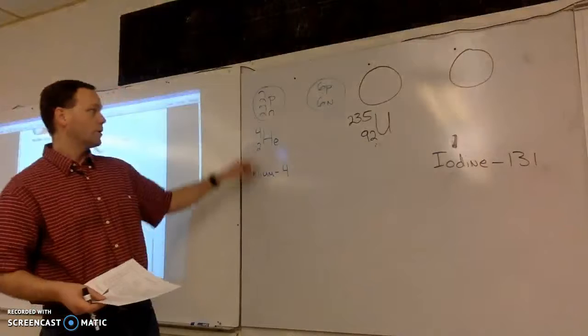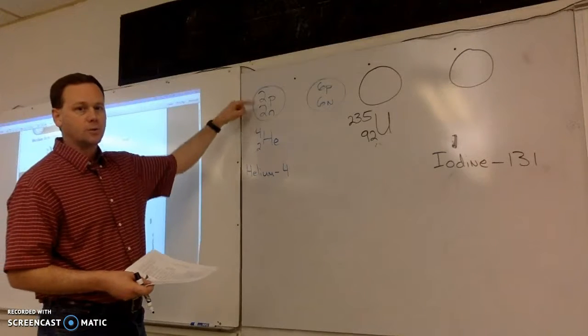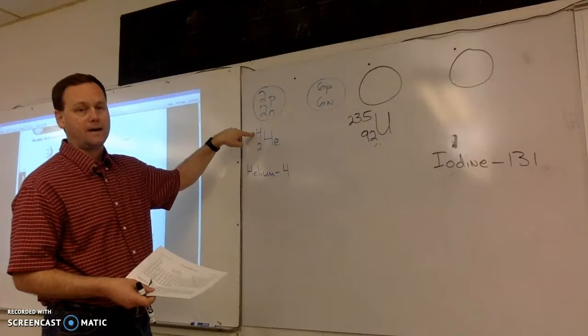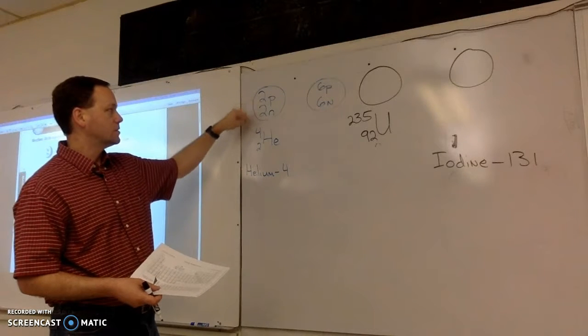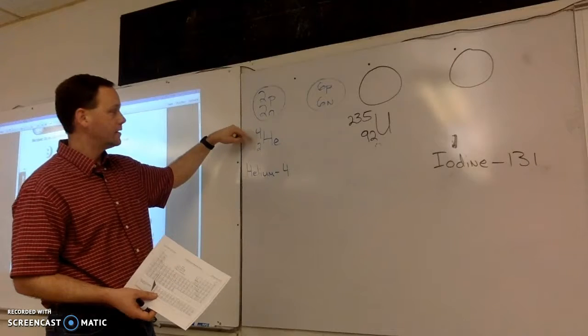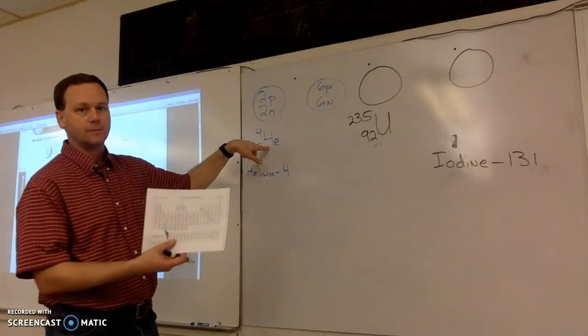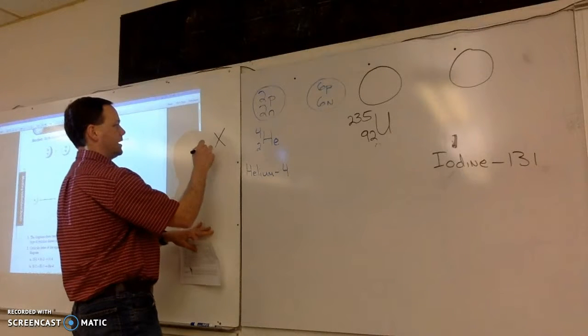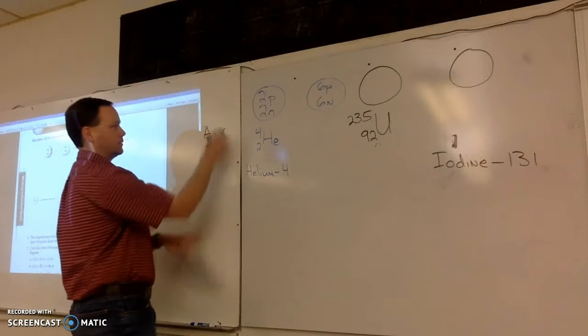Now, if we want to know the top number, we just take 2 plus 2. The top number is your atomic mass, sometimes called the mass number. So 2 plus 2 gives me 4. This would be 2, 4, and He is the symbol for helium. This is similar to our X, Z, A. That's exactly what that is.